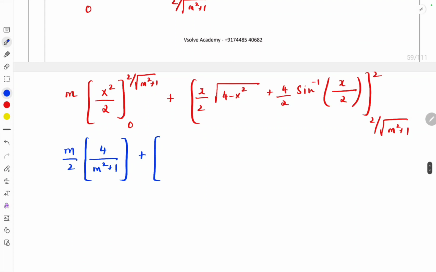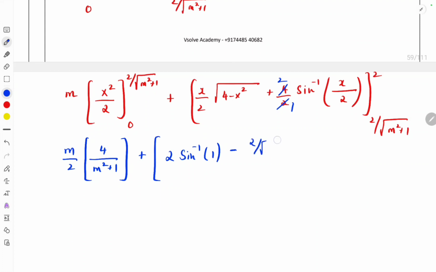So upper limit is what? 2. So here if I substitute 2, this will get cancelled because 4 minus 4 is 0. So no need to substitute this. So 2 1s are 2, 2s are 4. So it will be 2 sine inverse 1. So this will be the upper limit, and the lower limit, so minus, it will be 1 by 2.